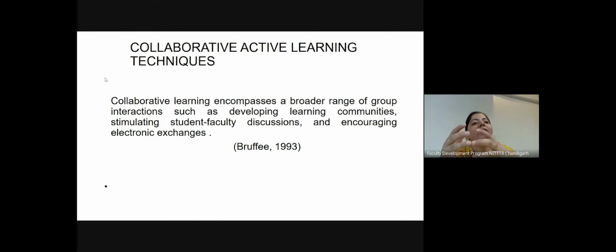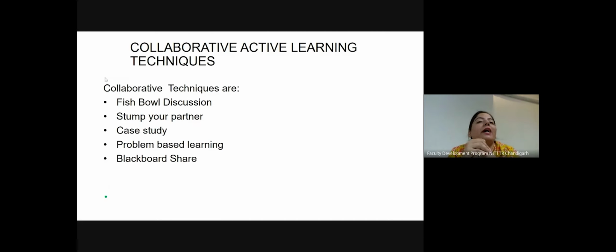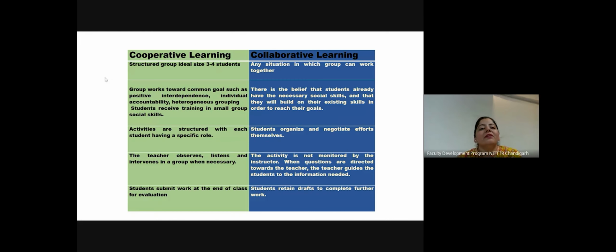So we consider that these students are able to perform certain activities independently. हम उन्हें माइनर प्रोजेक्ट्स देते हैं, मेजर प्रोजेक्ट देते हैं, so they are performing those activities on their own. So in collaborative learning the group size will be more. सो उसमें डिफरेंट स्ट्रेटजीज क्या होती हैं? फिश बॉल डिस्कशन, स्टम्प योर पार्टनर, केस स्टडी मेथड, प्रॉब्लम बेस्ड लर्निंग, and if we are using technology it can be blackboard share. So what is the difference between cooperative and collaborative learning strategy?